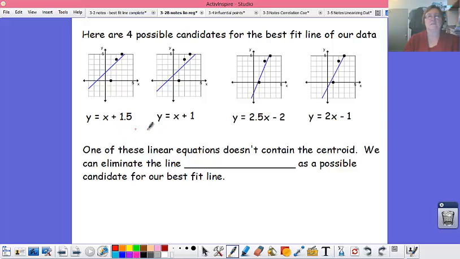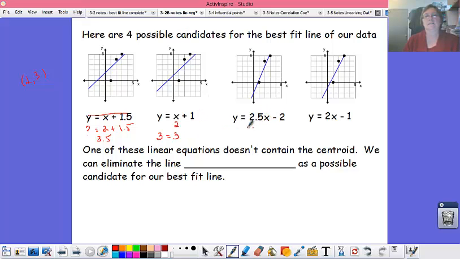One of these linear equations does not contain the centroid. And remember, the centroid is the point where x is 2. We want to know if when we put 2 in here, we'll get 3, because the centroid was (2, 3), remember. So if x is 2 and we add 1.5, we do not get 3. We instead get 3.5. So this one is just out. This one, when we put 2 in, we do get 3. So this is a possibility.